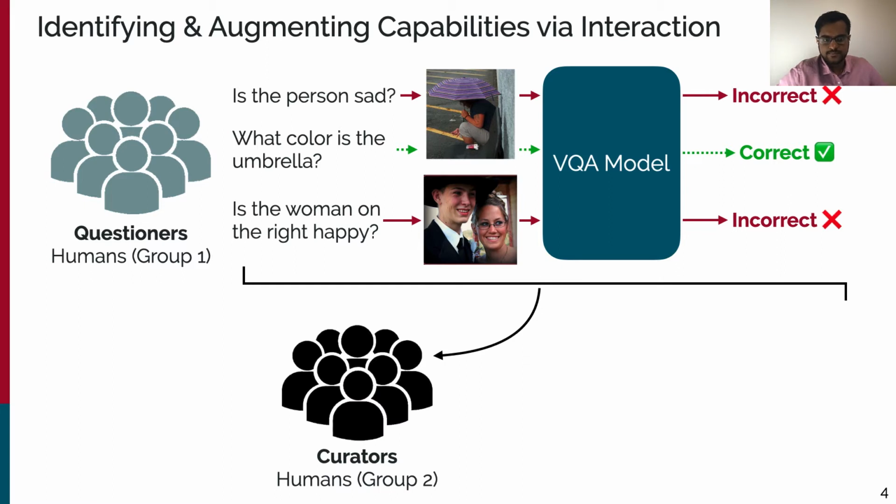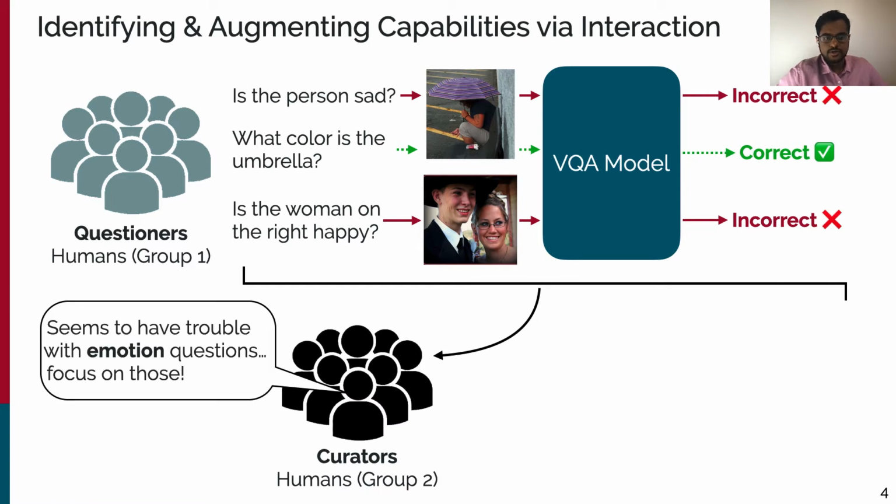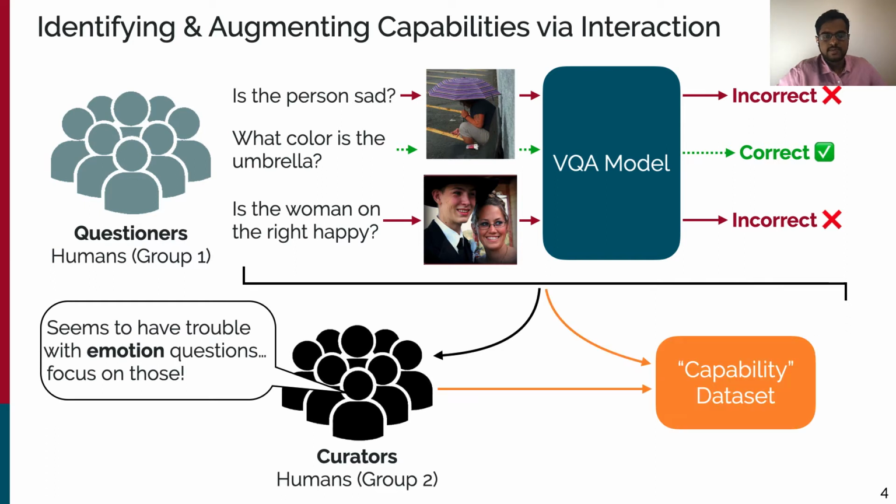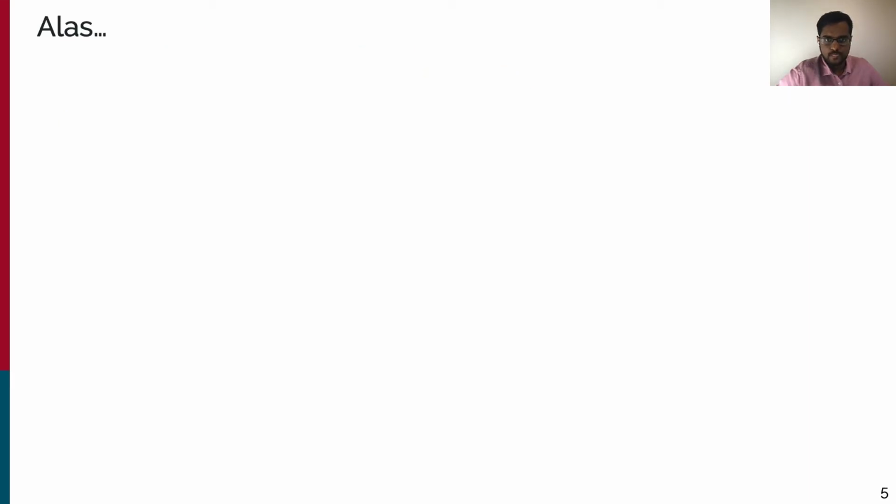Then let's show the results of this to another set of users who try to find patterns by looking at these questions. By doing so, they curate examples to add to a capability dataset that enriches a VQA model along a targeted axis. For example, getting better at the emotion recognition questions shown here. The hope is that by retraining on this dataset, we can learn this new capability. And if we continuously redeploy the system with this collection process, we can continually grow our system.